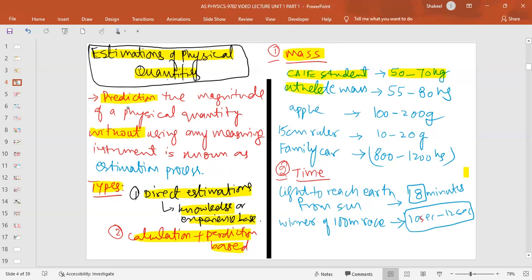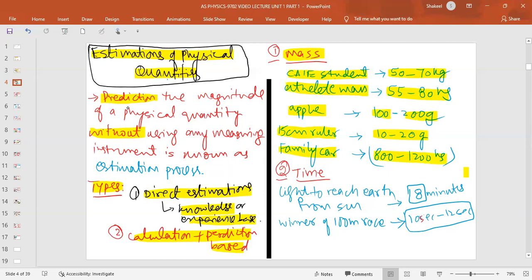Okay, so athlete mass is between 55 to 80 kg. The mass of one apple is between 100 and 200 gram. Then a 50 centimeter plastic ruler, the kind that fits into your geometry box, has a mass of 10 to 20 gram. And a family car has a mass between 800 kg to 1200 kilogram.